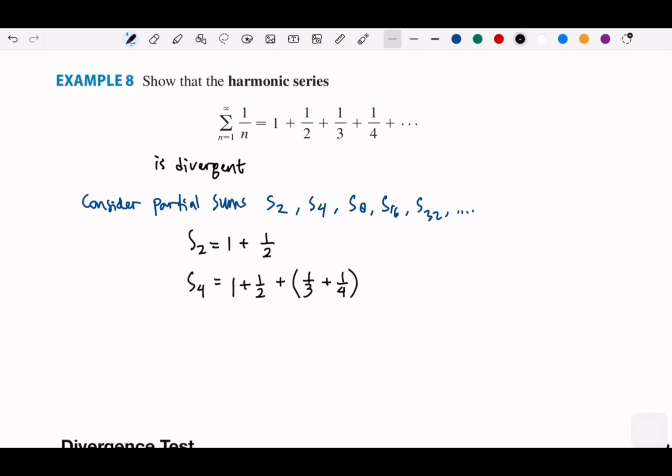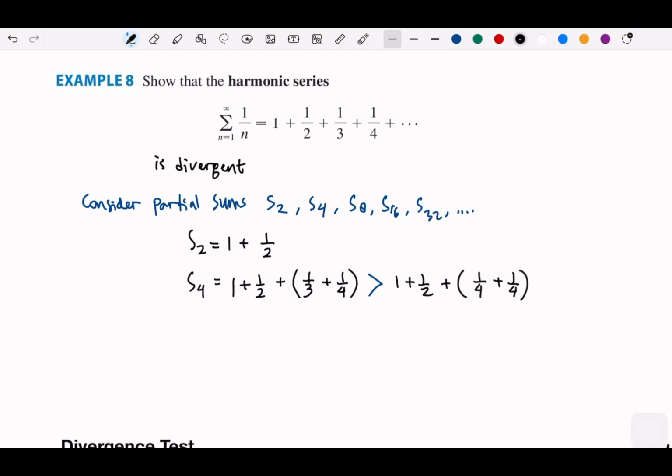This is going to be larger. For sure, this will be larger than if we change 1 over 3 with 1 over 4. So for sure this will be larger than this one. So I will just compare with some easy number that is easy to compute. That's why we took only S2, S4, S8, and so on, because we are going to see the whole number when we combine.